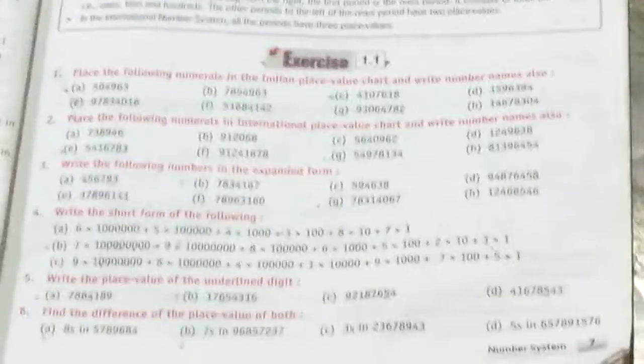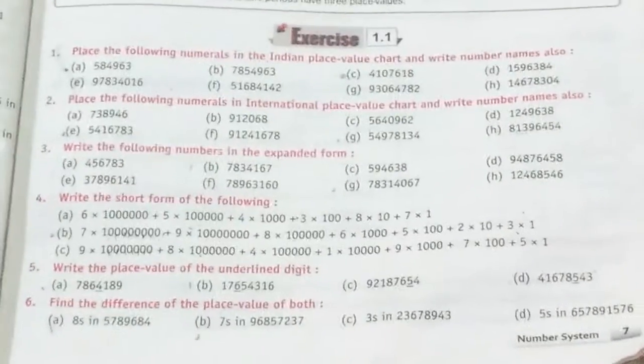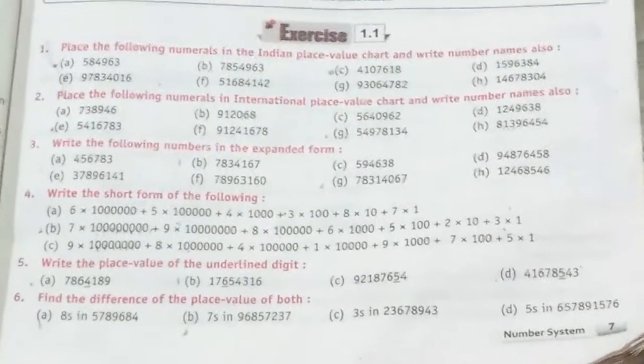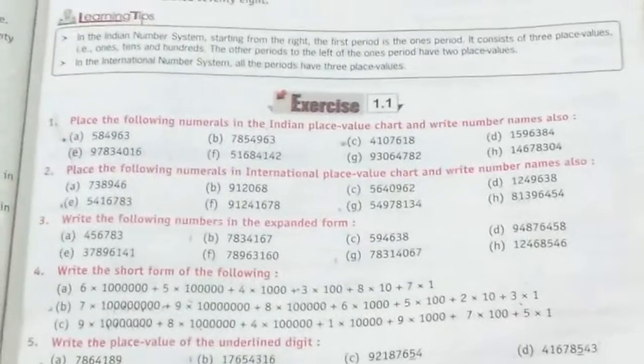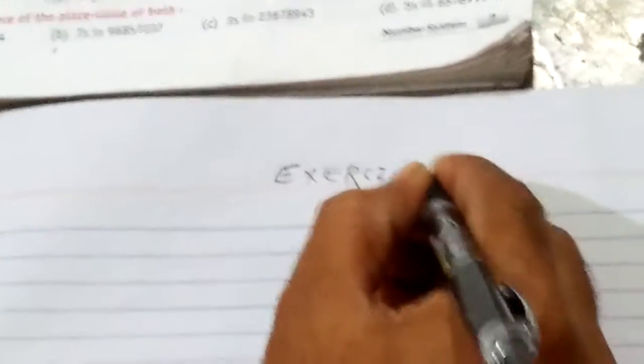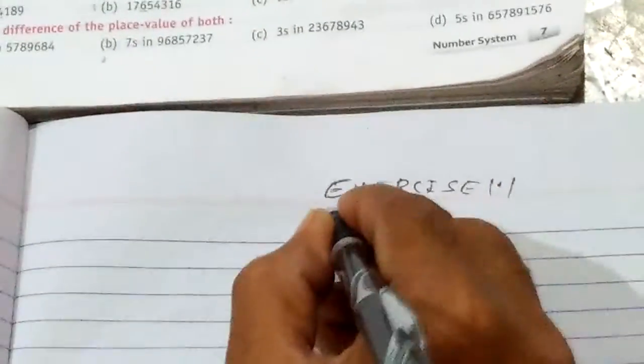Okay, next exercise, select 1.1. It is the number system, and I hope you are seeing very well. It is exercise 1 of our standard 6. I am going to write exercise 1.1.